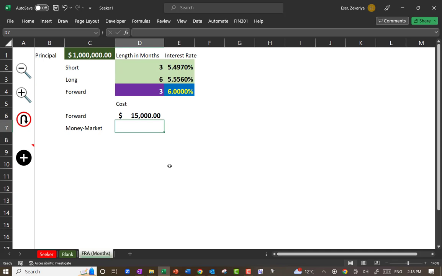Now let's do it with the money market. First, let's figure out how much we need to borrow. Take that principal, divide it by 1 plus the short rate, divided by 12 over the short. Again, we knew that number. And that's the amount that we're going to borrow.